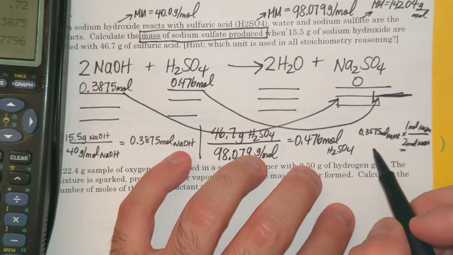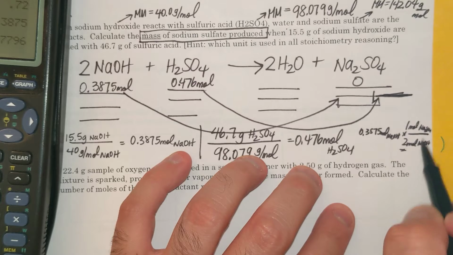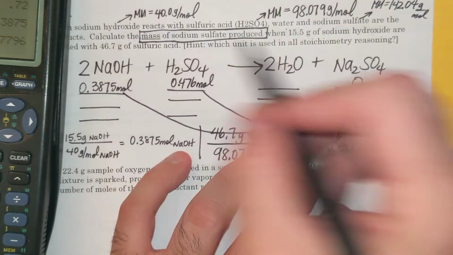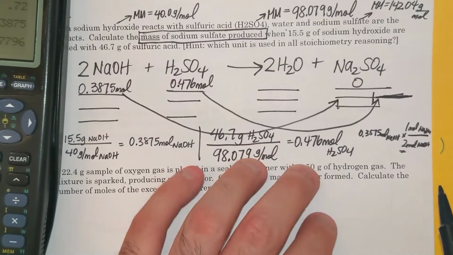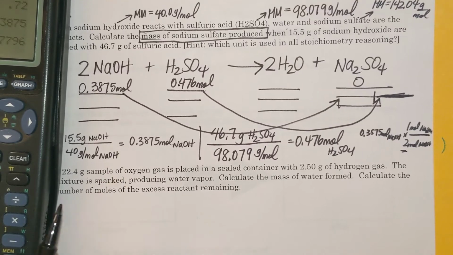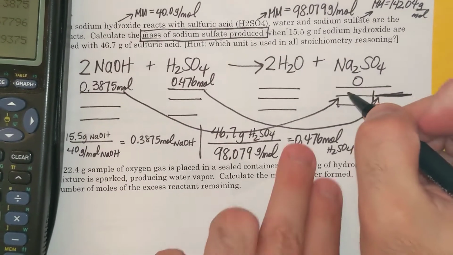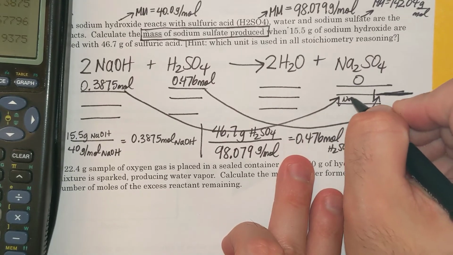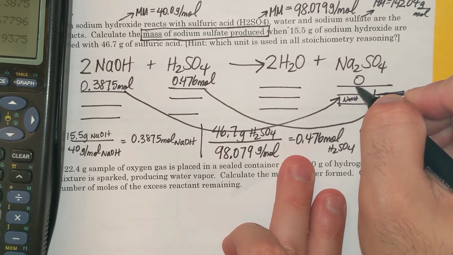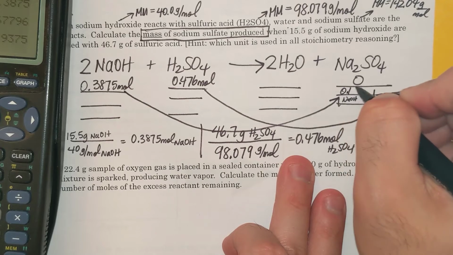I'm ending up halving this, right? This is my mole ratio. I always start with what I have, and then I'm multiplying by my mole ratio, where I get the ratio numbers from the balanced chemical equation. So I'm basically dividing this by 2. 0.3875 divided by 2. From sodium hydroxide, I will get 0.194 moles.